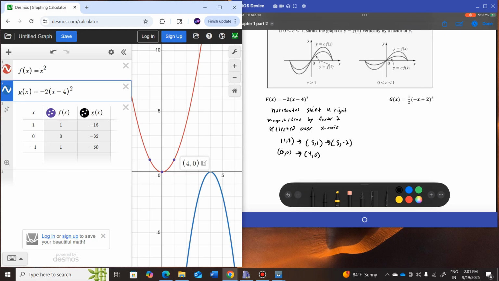And then negative 1, negative 1. I'm sorry, negative 1, positive 1 goes to 3, positive 1, and then when it's multiplied by negative 2, it goes to 3, negative 2. And so that's this point down here.